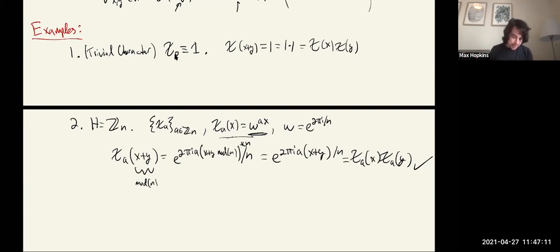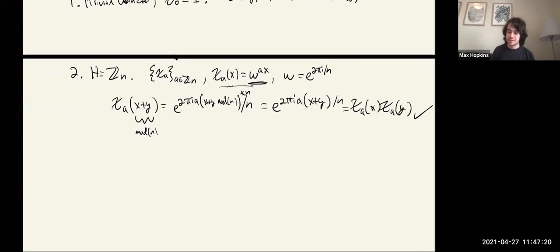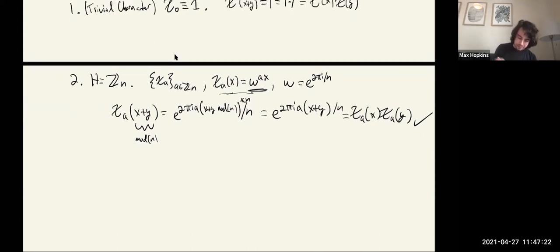So it's possible to prove that these are the only characters. I think it maybe takes a little bit of algebra, but it's a reasonably nice exercise if you want to go look at it to understand characters. But I won't do it here because it's not really our focus.